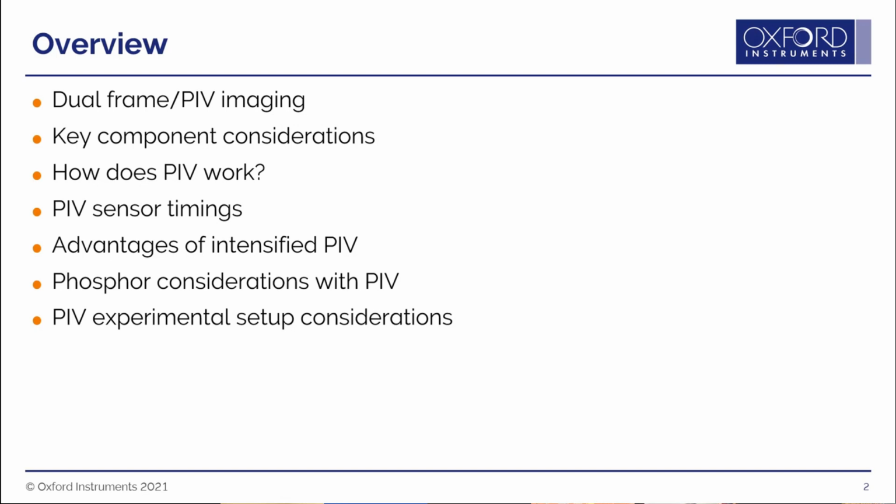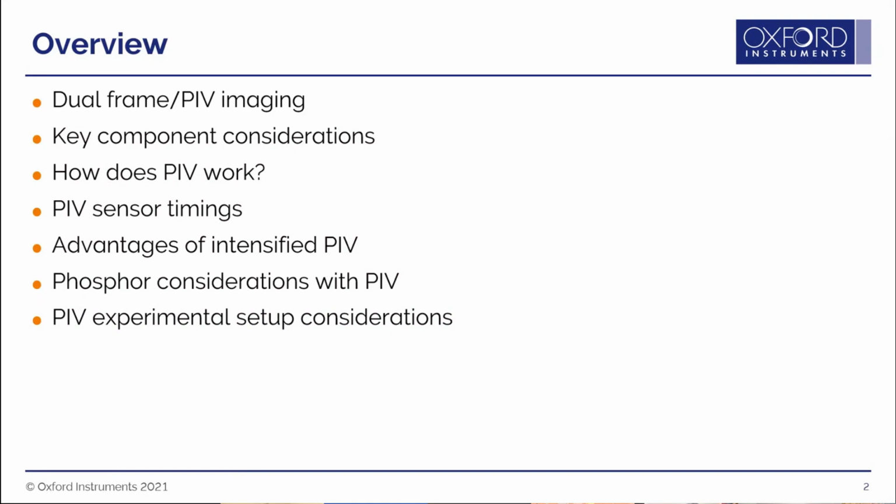Then I want to talk in detail about how PIV works, on a basic level, but then going into how it works on the sensor level, and the implications in terms of how we time our experiments and how we time when we take our images, because that's all very much linked to how the sensor operates. And then I'll talk a little bit about some of the advantages of intensified PIV, some of the phosphor considerations with PIV mode, and PIV experimental setup considerations.